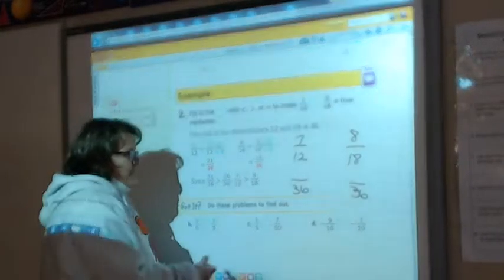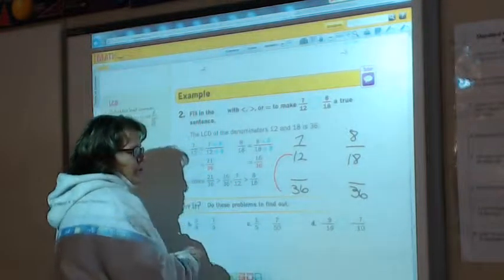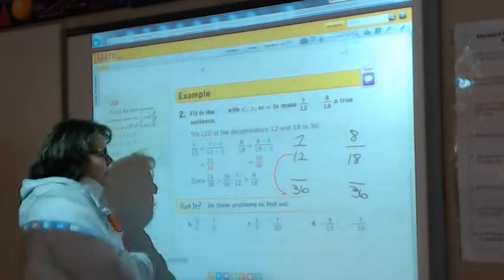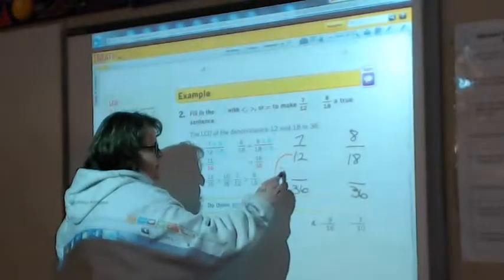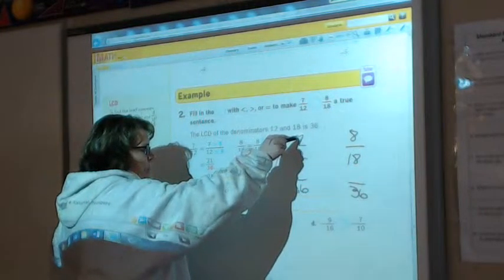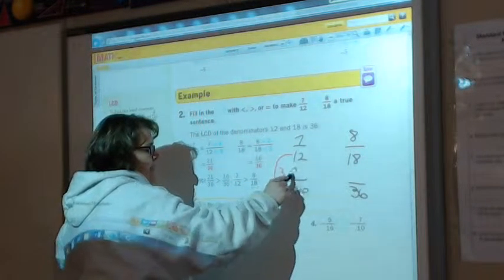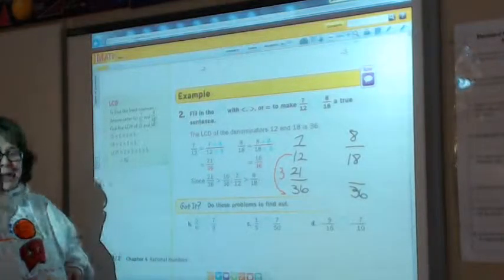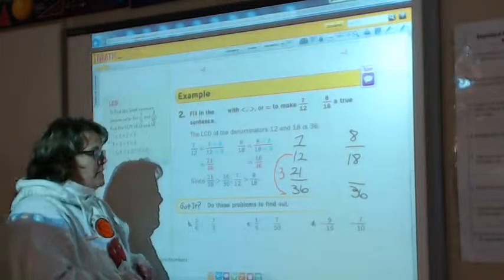Now, to do this, you have to say to yourself, okay, what did I do to 12 to get it to be 36? And I multiplied it times 3. So if I multiply 12 times 3, I need to multiply 7 times 3. 7 times 3 is 21. This is where those multiplication tables are really, really important.